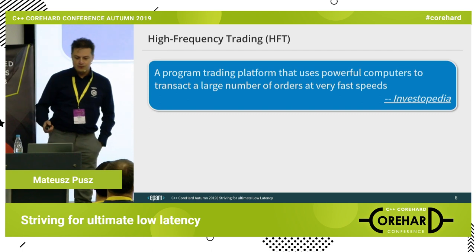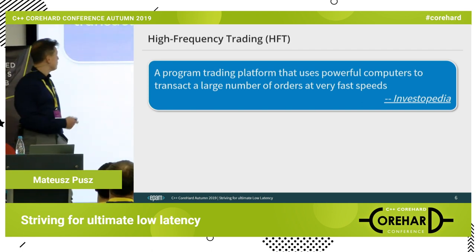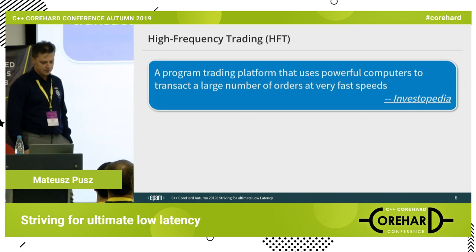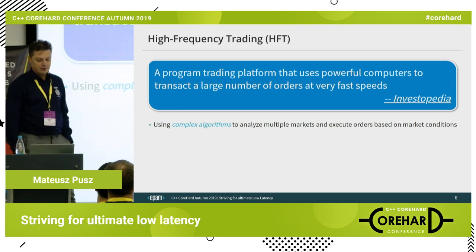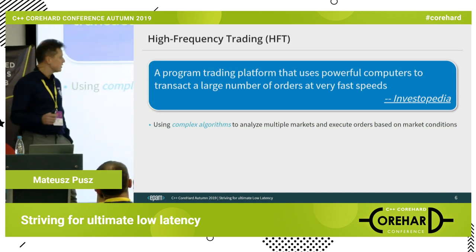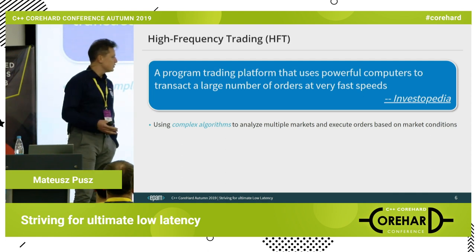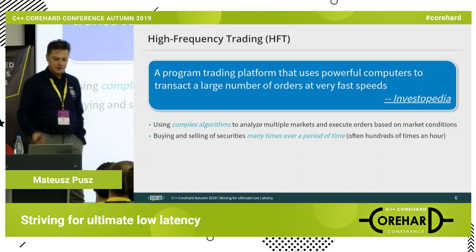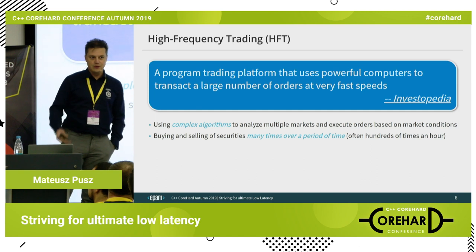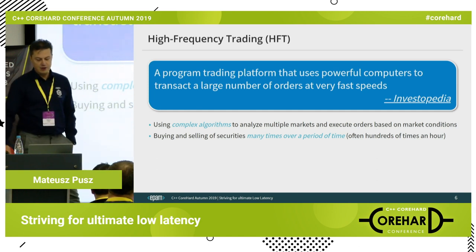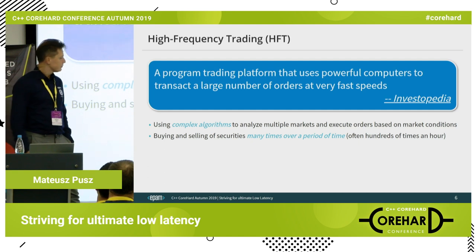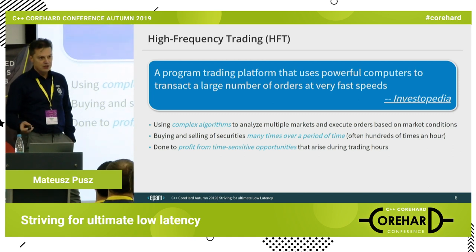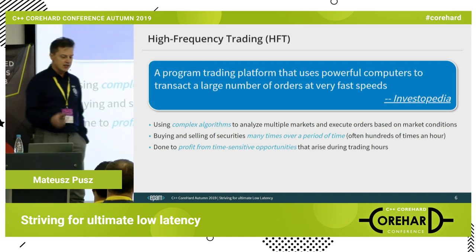High frequency trading is a program trading platform that uses powerful computers to transact a large number of orders at very fast speeds, according to the Investopedia definition. They are using complex algorithms to analyze many markets to look for possibilities to gain some money. They are buying and selling different securities, different instruments, many times during a period of time. So basically the business is to find some opportunities and get some money from them.